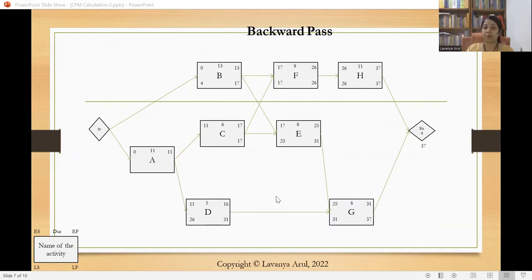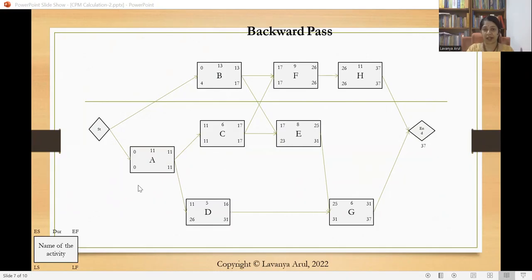B, 17 minus 13 is 4. For C, 17 minus 6 is 11. So now we have C and D values, so we can comfortably start calculating A. Which means it goes back to 11. 11 minus 11 is 0. When we have two activities starting the project, if one activity has a 0 as late start, we are comfortable. Because as long as there is one critical path, the project is a safer project.